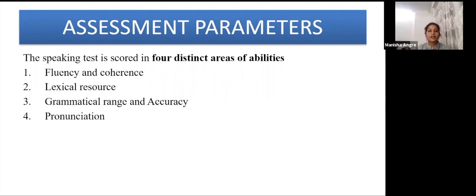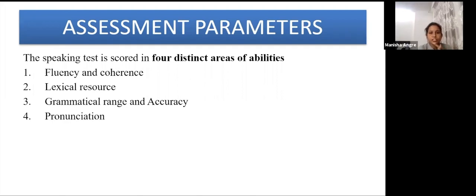Again, having connectors, like saying firstly, secondly, next, and therefore, summing up, I guess so, I think so. In other words, these are the parameters on which you will be tested for coherence. So make sure that what you speak is fluent and you are also coherent.